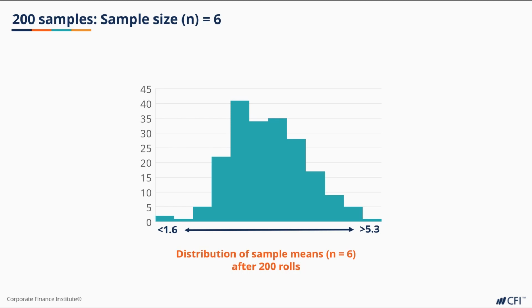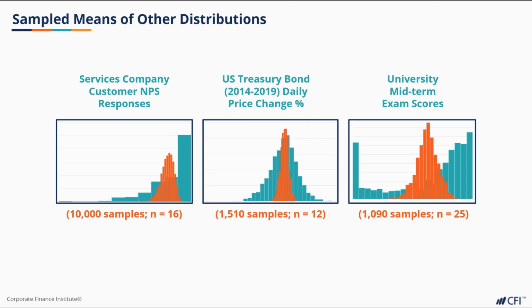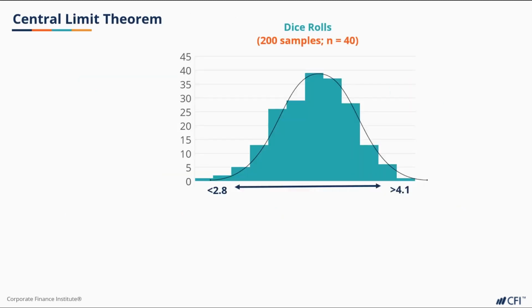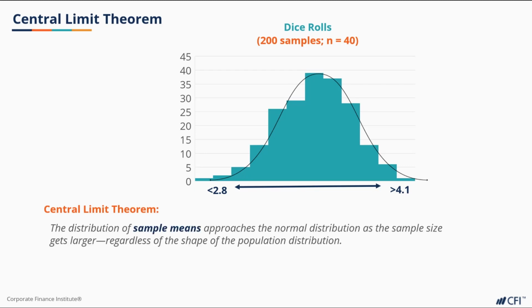And this isn't just true with dice rolls, test scores, income, marathon times. No matter the distribution of a variable in the population, the means of samples of that variable will be roughly normally distributed. This is known as the central limit theorem. The central limit theorem states that the distribution of sample means approaches the normal distribution as the sample size gets larger, regardless of the shape of the population distribution.